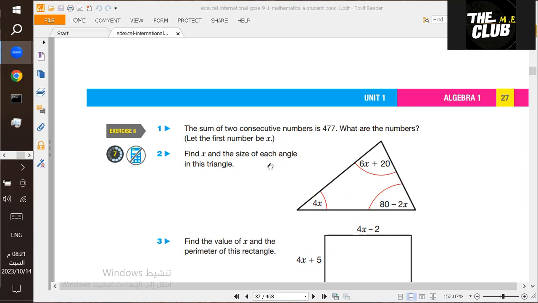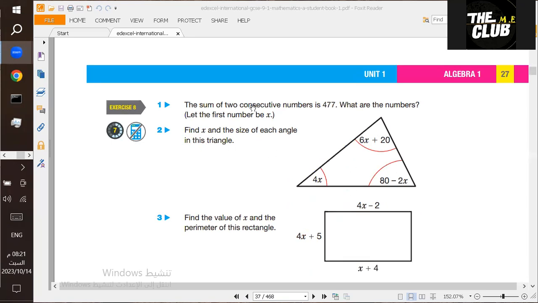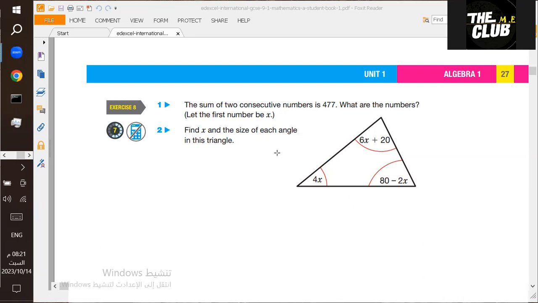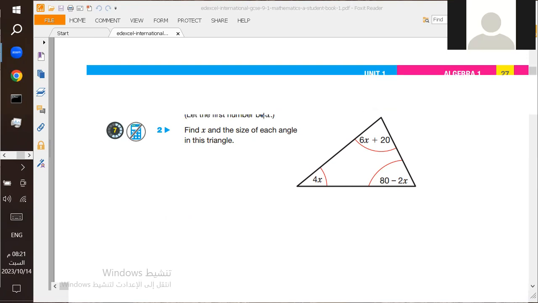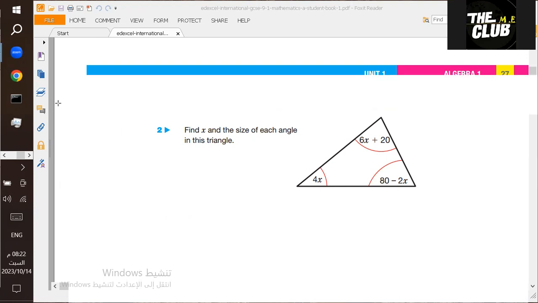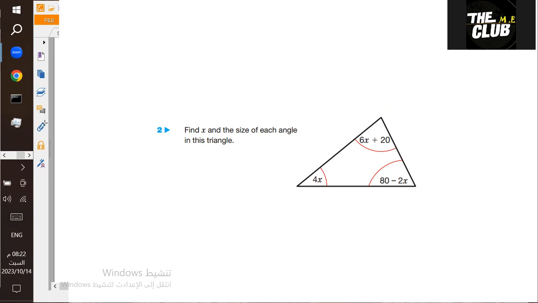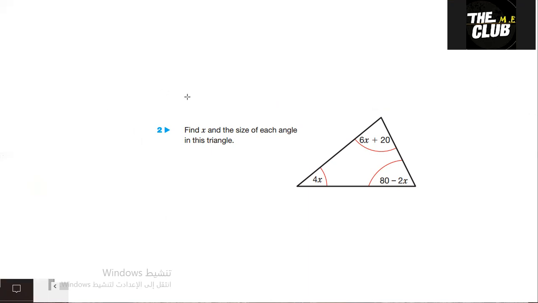Now, find x and the size of each angle in this triangle. Here we have a triangle. How do we find x? We have to use the idea that this triangle has 3 angles, and the sum of angles for a triangle equals what? 180. Good. So I'm going to use this information to answer the question. How am I going to do this? I'm going to say this angle plus this angle plus this angle equals 180. Meaning we write them next to each other, add them, and the result is 180.